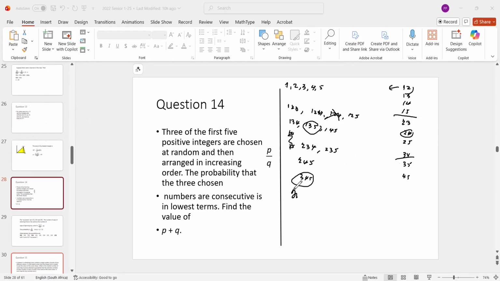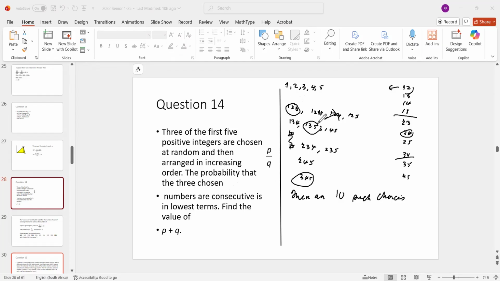There are 10 such choices. I haven't even read the rest of the question. I just asked myself, they are chosen. So what are they? Then arrange in increasing order. Okay, I've done that here. And the question is the probability that the 3 chosen numbers are consecutive. All right, which are the consecutive ones?